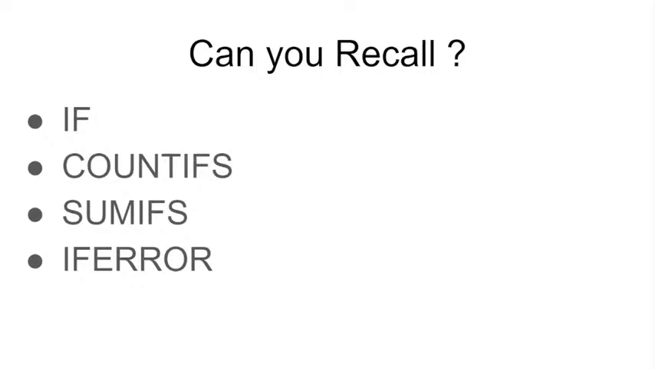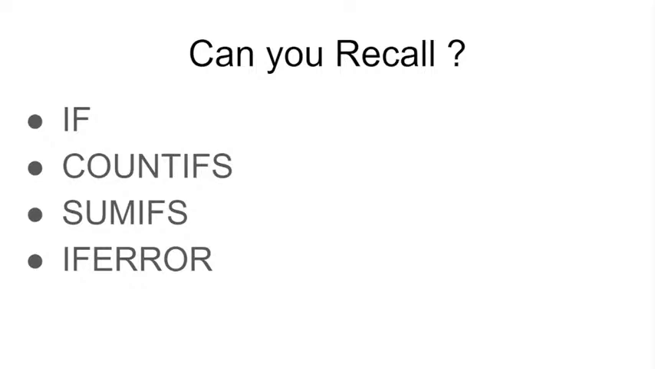I want to count only the male population. How many males are there in a given list? There is a list: male, female, other gender, male, female, other. I want to count only how many males there are. In that case, you can use COUNTIF. SUMIF you can use when I want to sum only the population under the OBC category or general category or SC/ST category. In that case, you can use SUMIF to sum the income. And we have seen IFERROR to handle the known errors which we can anticipate.